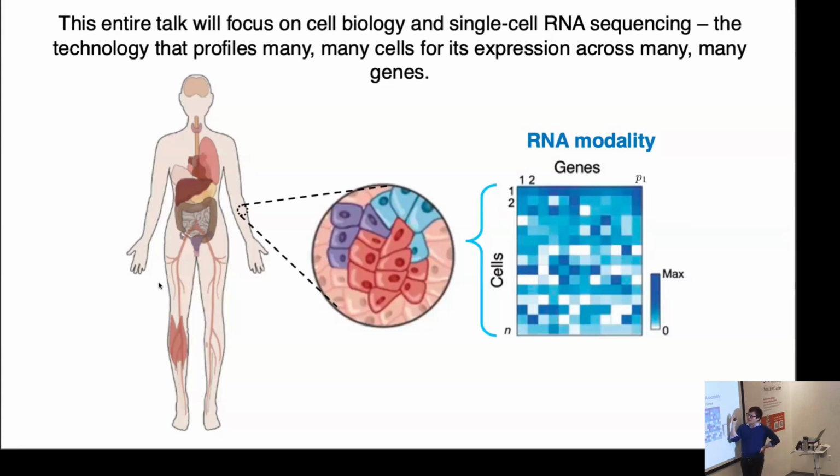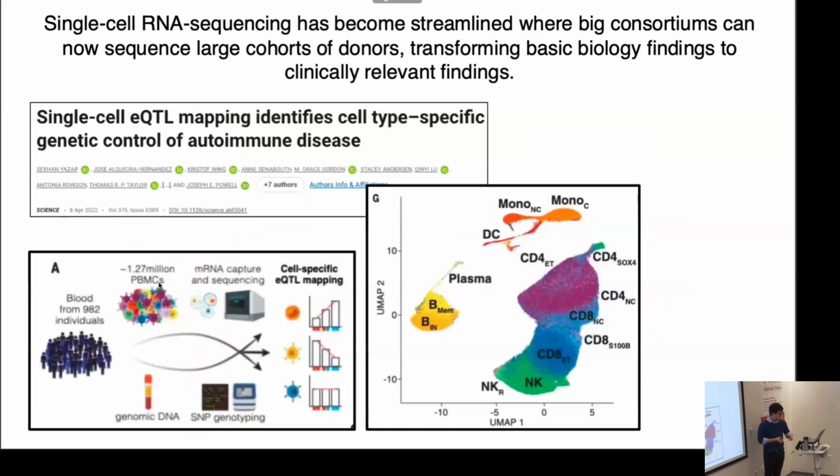Now, as the talk title suggests, this cartoon is of one donor. And now the question is, I have many such donors. What can I do with this data? Yes, from one donor, I can profile his or her, in this case, skin cells, many thousands of them. But thanks to the technology, if my pointer doesn't work, that's fine, we can now sequence tons of people all at once.